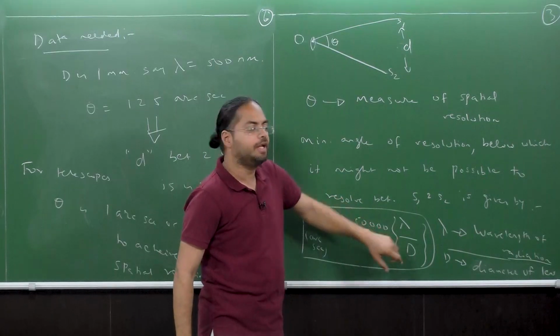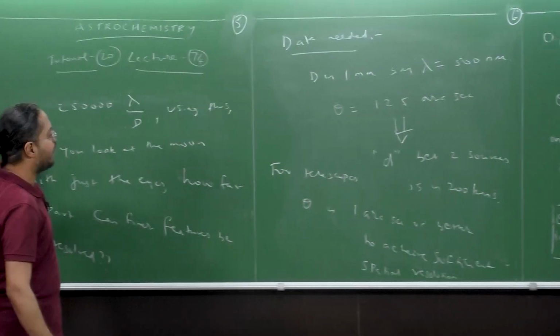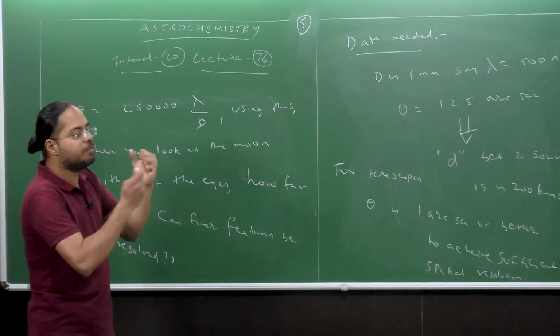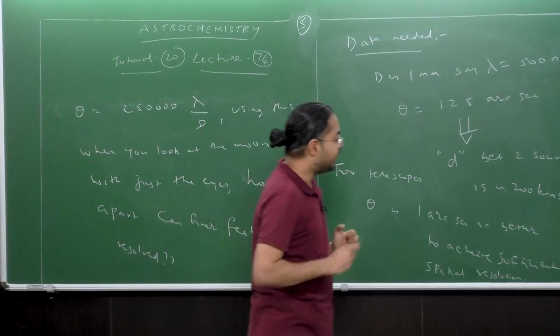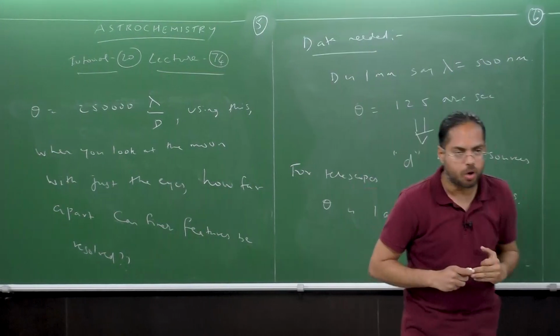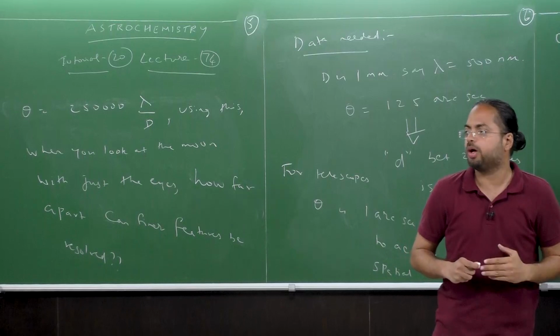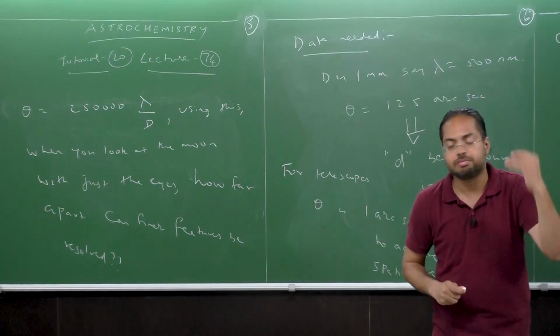The larger the capital D, at any given wavelength, using this formula, the better the minimum resolution is going to be. And that's why larger telescopes are preferred. Okay, so this is about spatial resolution. We'll now go back to the concept of spectral resolution.